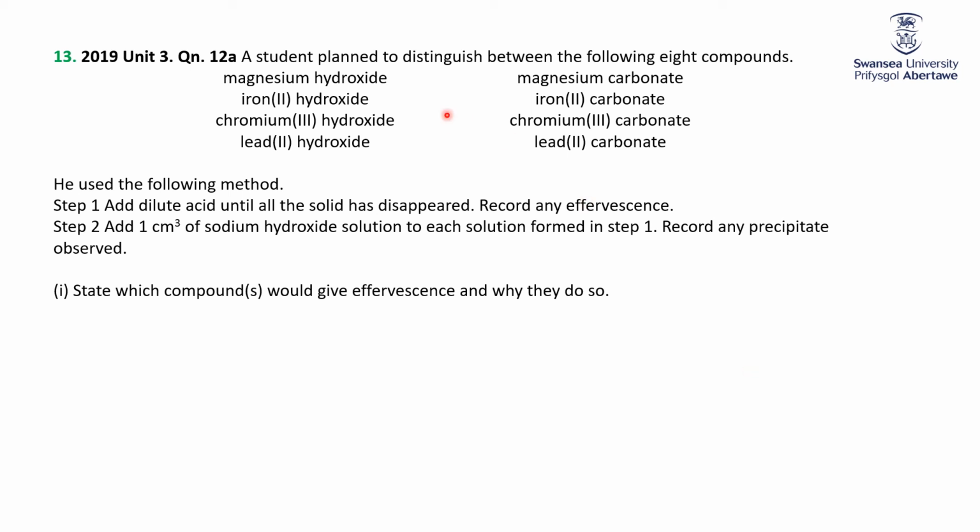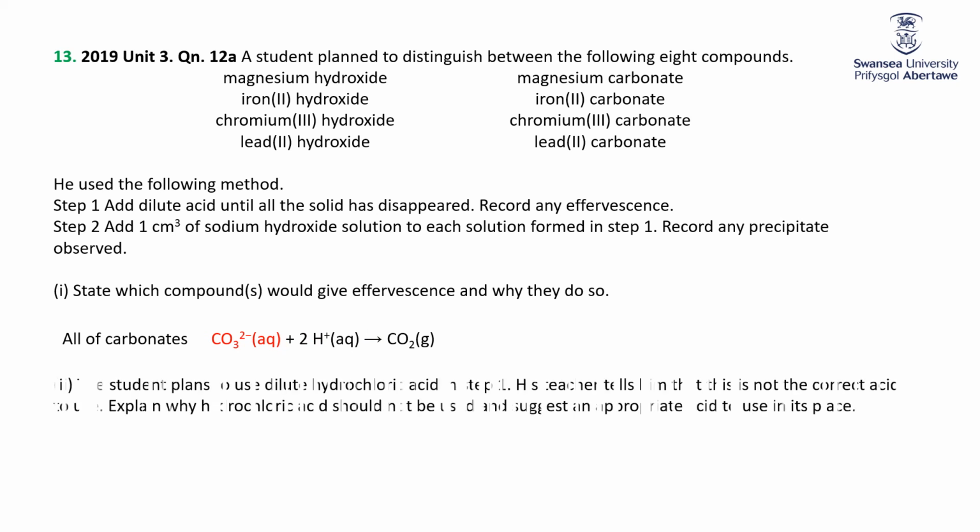Finally, a student plans to distinguish between the following eight compounds. Use the following method: add dilute acid till all the solid has disappeared, then add sodium hydroxide. Okay, so the first thing is, if you get effervescence at A level, that means that your anion is carbonate, because carbonate reacts with acid to give you CO2 gas.